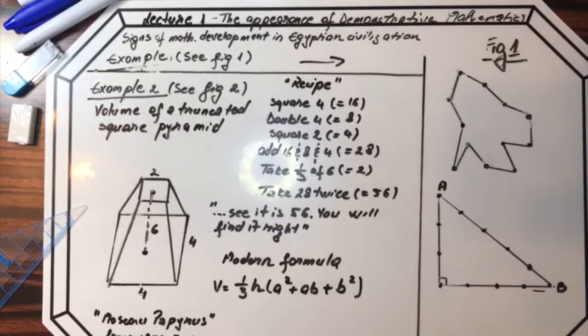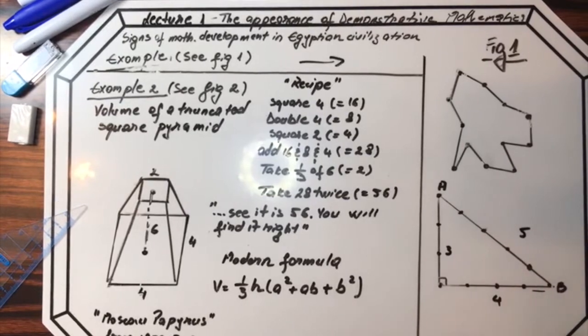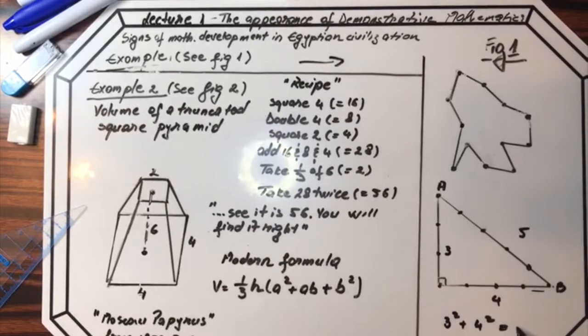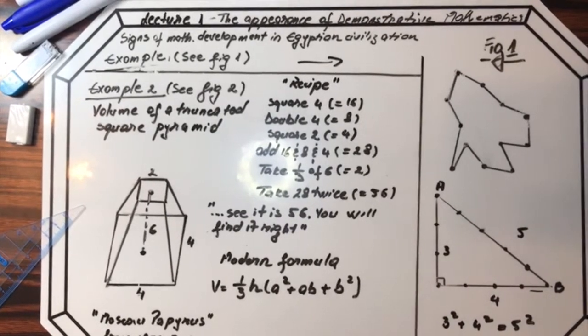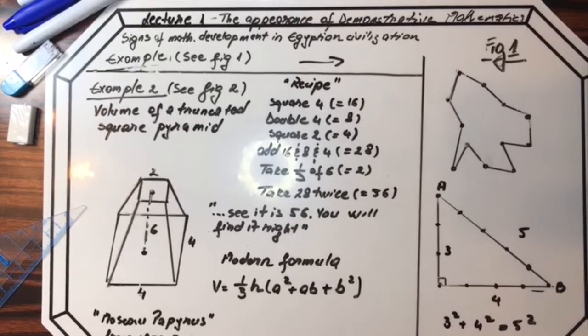The Pythagorean theorem, as we all know, says that in a right triangle, the square of the hypotenuse is equal to the sum of the squares of the sides. Here you have 1, 2, 3, so this is 3, this is 4, and this is 5. And as you all know, 3 squared plus 4 squared indeed equals 5 squared. So they knew this property of the right triangle, so they knew how to build a right triangle, but it is certainly not clear whether they had a proof as to why this works.